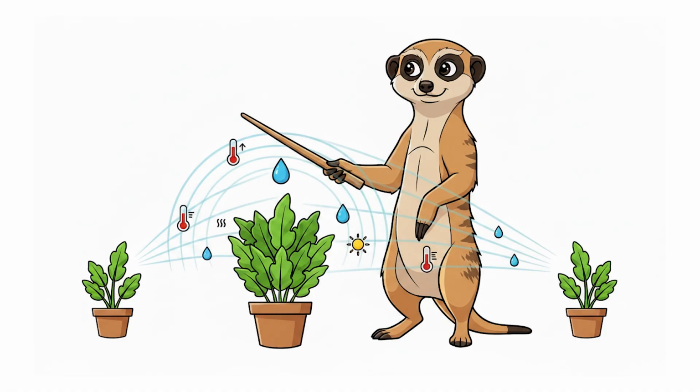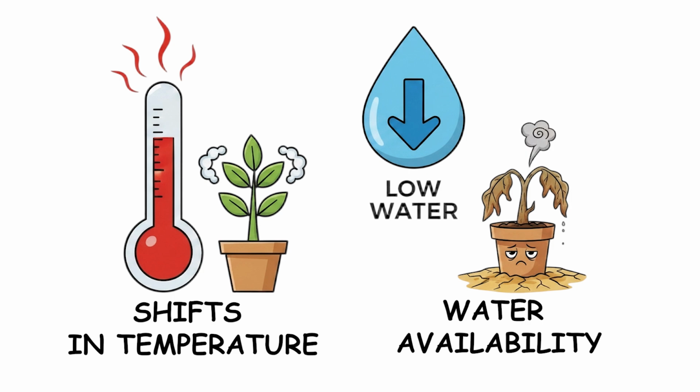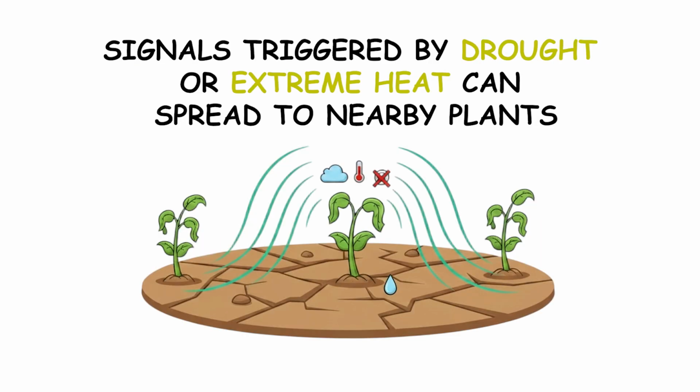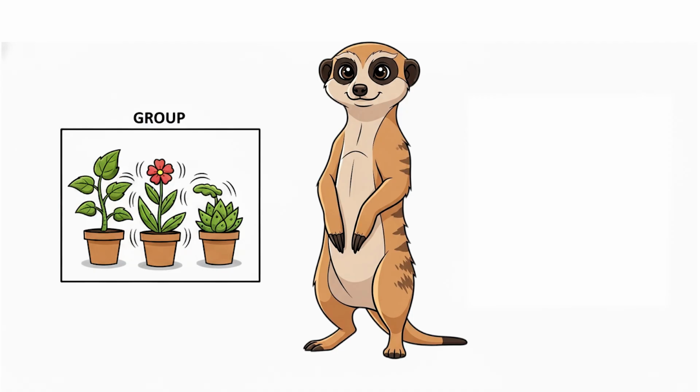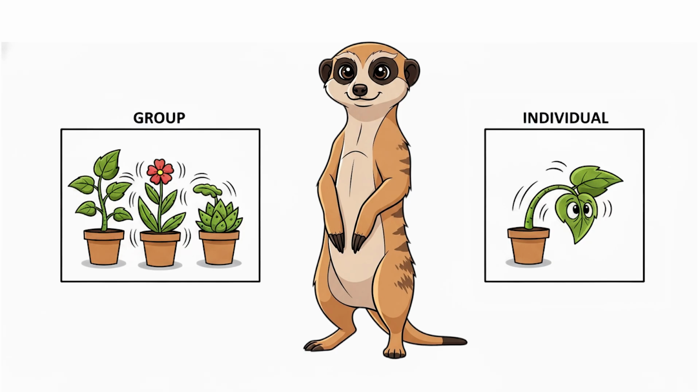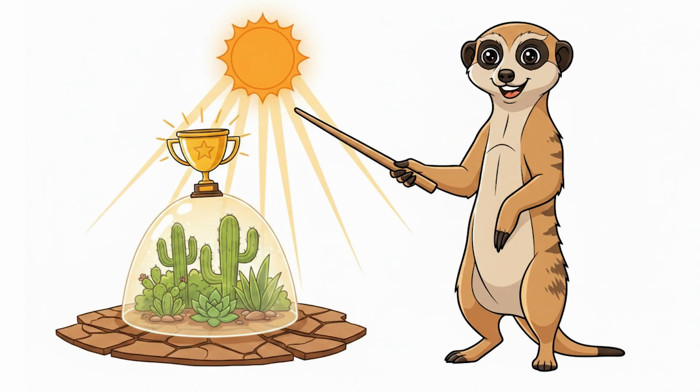Environmental signaling. Plants can also communicate changes in their environment, such as shifts in temperature or water availability. Signals triggered by drought or extreme heat can spread to nearby plants, encouraging them to conserve resources. This shared awareness allows groups of plants to adjust together rather than individually, improving their chances of surviving difficult conditions.